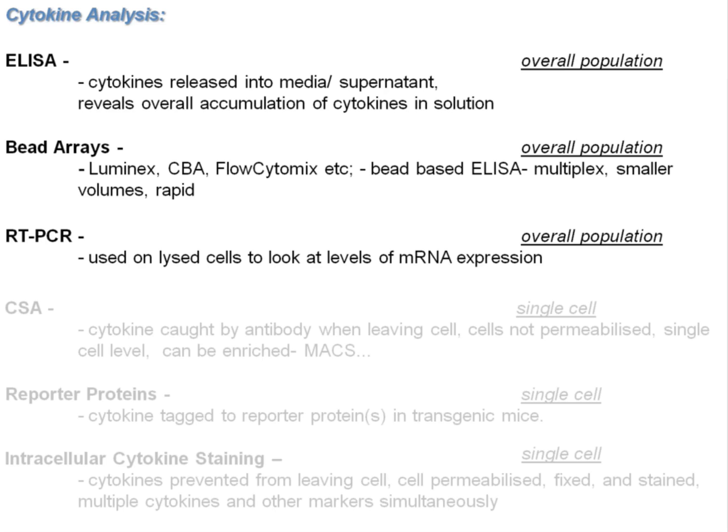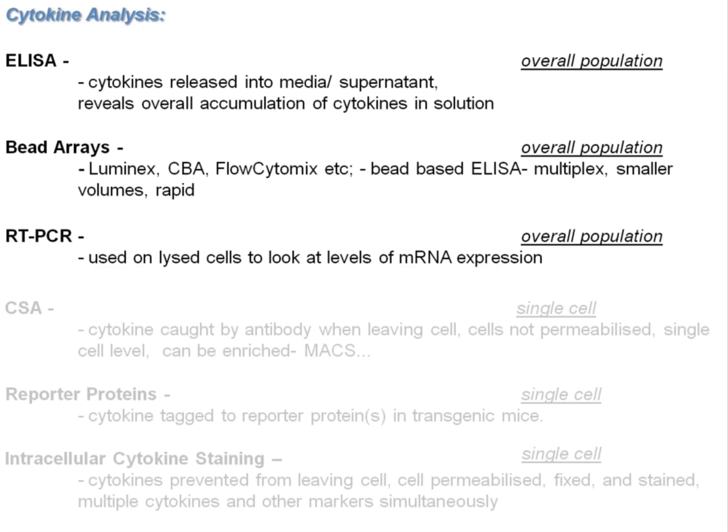And then also what we can do is we can lyse a cell population and look at the RNA expression level. Again, we're looking here at the messenger RNA, so that's really the message level rather than the protein level. So that may not be satisfactory. But again, in all these three examples I've given you, this is looking at the overall population of cytokines within a cell population. So we're not actually seeing which particular cell is producing which particular cytokine. And that's a very important technique that we'd like to be able to do.